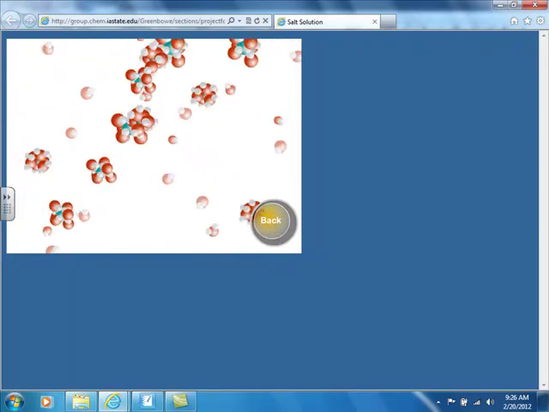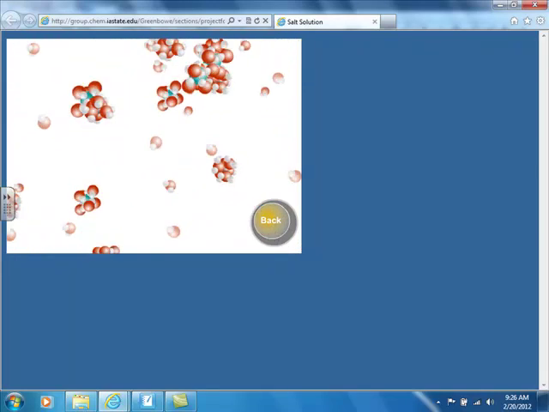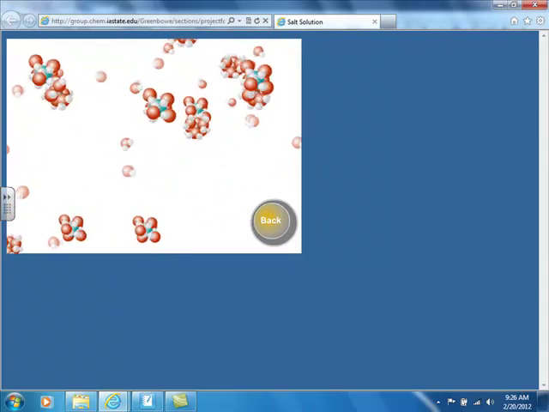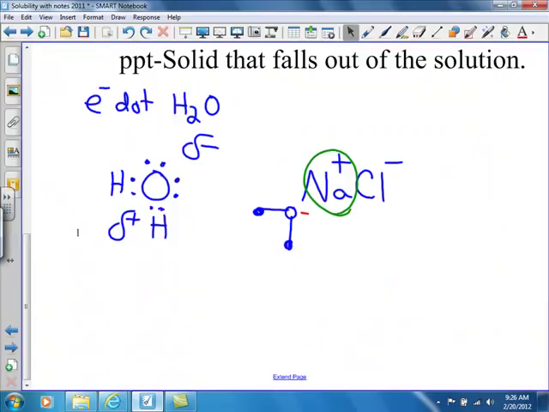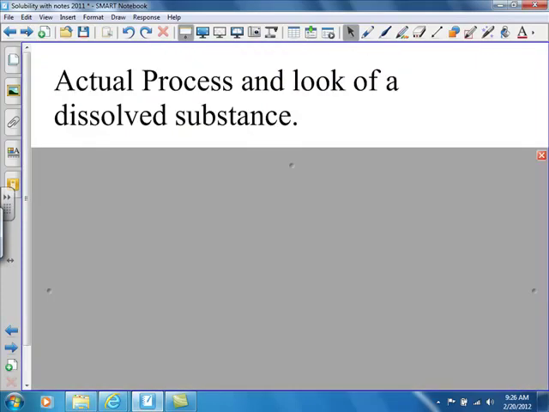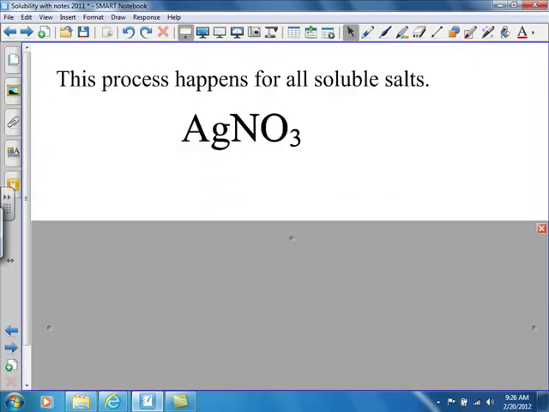Most of the examples on the internet involve sodium chloride, but you have to realize that this happens with every salt. The process happens for all soluble salts. So here I have silver nitrate. And what happens with this silver nitrate is, hopefully you remember that silver is a positive ion, and nitrate right here is a negative ion.